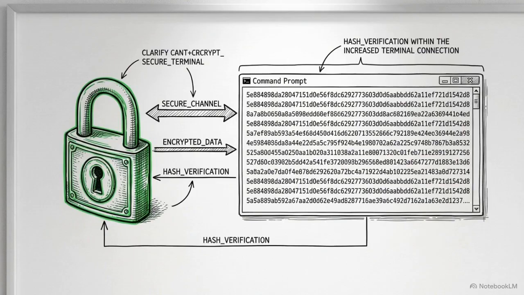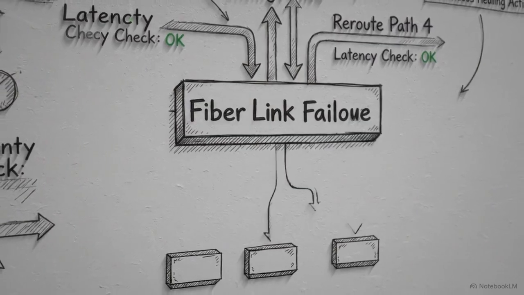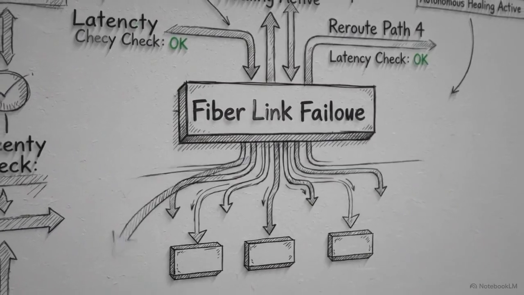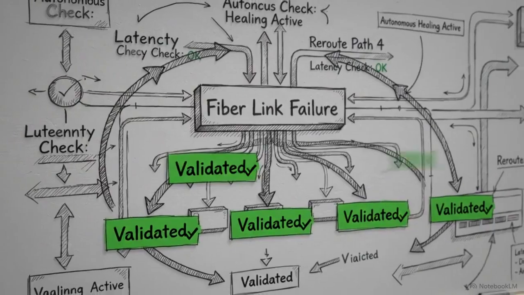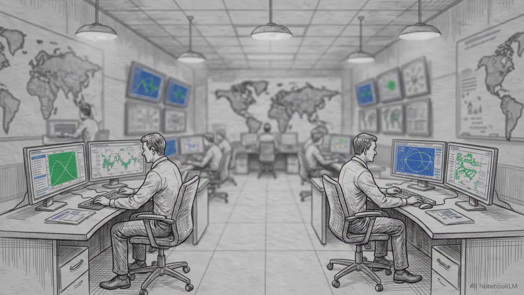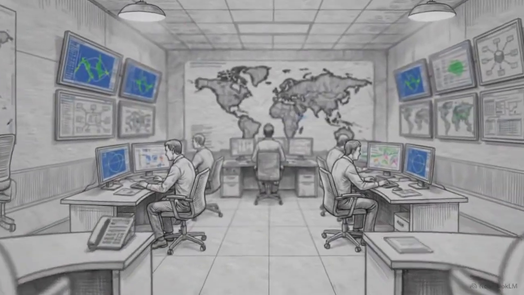Protecting the controller requires rigorous hardening. Engineers implement mutual transport layer security to encrypt the control channel, ensuring only authorized devices communicate. They also rate limit messages sent upward, preventing denial of service attacks. True autonomy demands that a network heal from physical failures while simultaneously applying mathematical distrust to every internal command it generates.